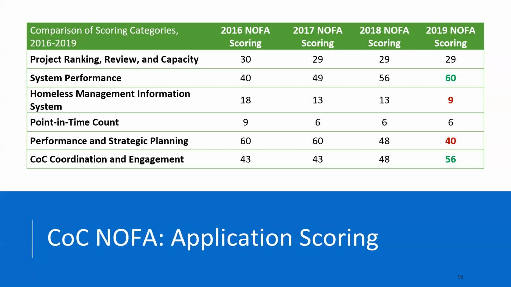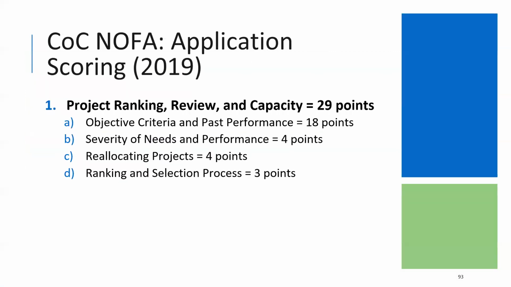So let's look at each of these categories and what HUD is actually looking at. I think by looking at this, it will really help you have a better understanding of what are all the different things that the CoC needs to be thinking about and working on in terms of addressing homelessness, and what are the things that HUD will ultimately be reviewing CoCs around. So the first area is project ranking, review, and capacity.